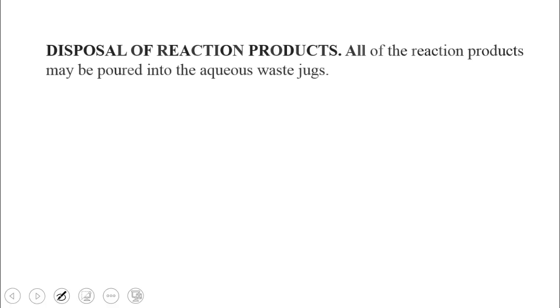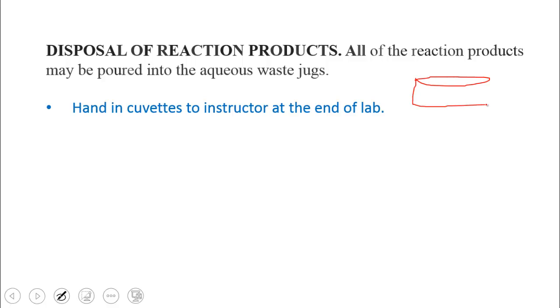Now, in terms of our reaction, when we're all finished taking our absorbances, all these calculations we'll be doing at home. All of our products, anything extra, will go into our aqueous waste jugs. Take those jugs up to the front instructor's table when you're all done, because then the instructor can treat the waste. Hand in your cuvettes to the instructor. Physically, you're going to get a little glass jar that has the 2 cuvettes in it that she has given your group. Please hand those back to her.